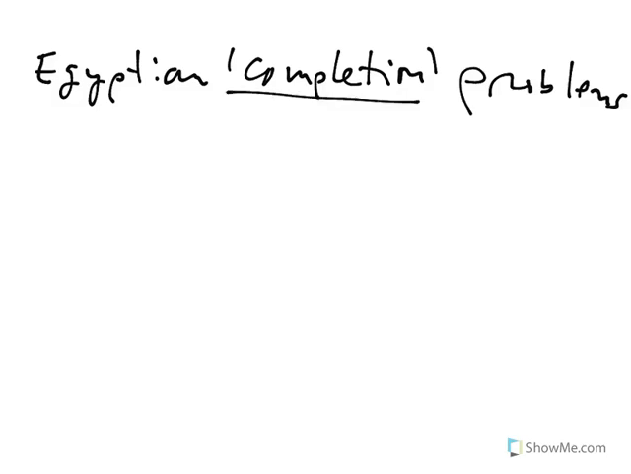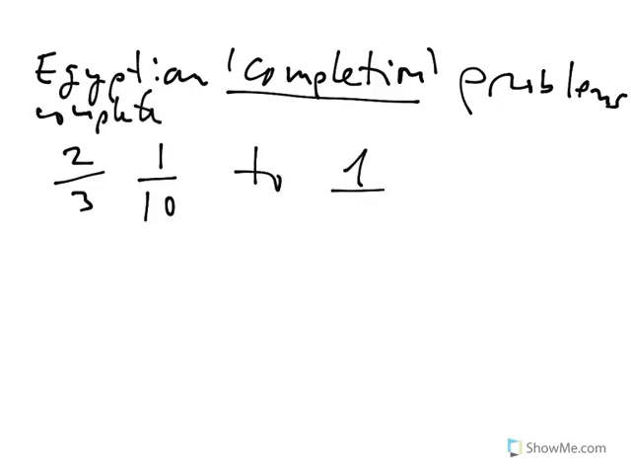An Egyptian completion problem was a question like, they would say take 2/3, they would say complete 2/3, 1/10 to 1. This is basically saying, 2/3 plus 1/10 is 21 over 30, which reduces to 7/10.